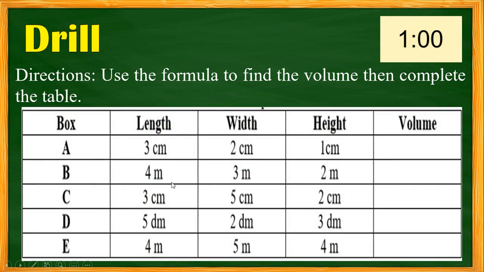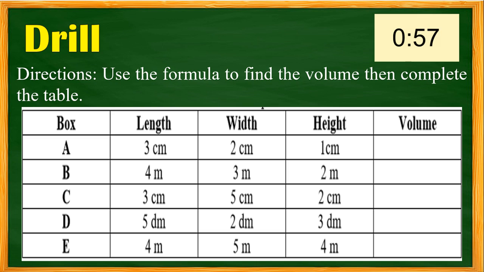So now let's have a drill first, grade 5 pupils. The directions: you're going to use the formula to find the volume and then complete the table. So these will be the boxes. We have A, B, C, D, and E. The length, the width, the height, and then you're going to find the volume. You have 1 minute to complete this task. Your timer starts now.